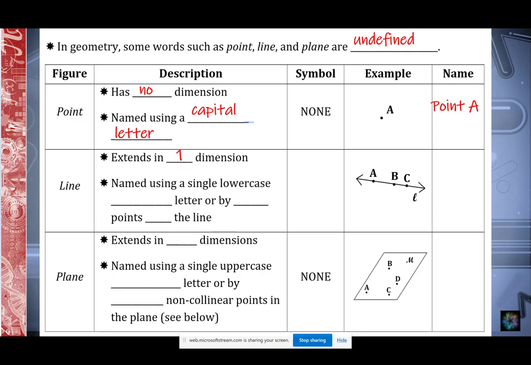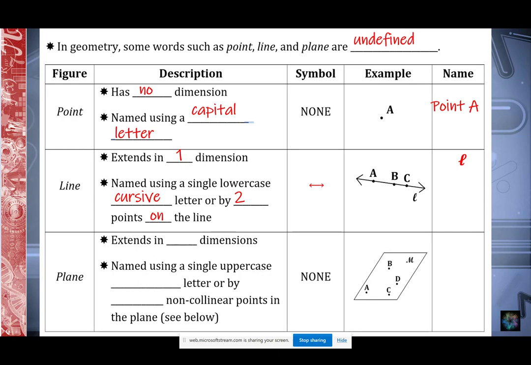We always have 2 arrows on a line, but it is actually one-dimensional. It is named using a single lowercase cursive letter, like you can see the little l over here underneath the C, or by 2 points that are on the line. The symbol that we use is a double-ended arrow, and it always appears above those letters. When we're using the cursive letter, we do not use that line. We just literally use the cursive letter. Sometimes we'll put the word line in front of it, but not always.